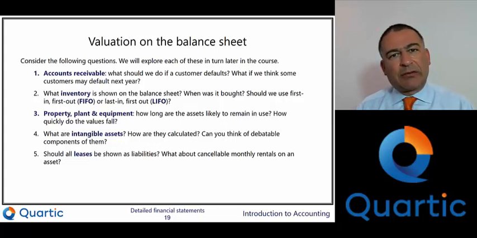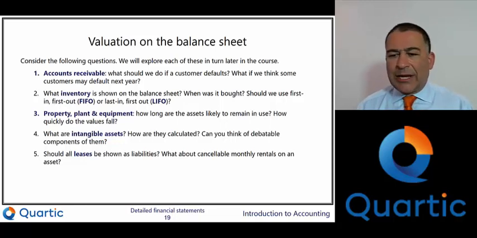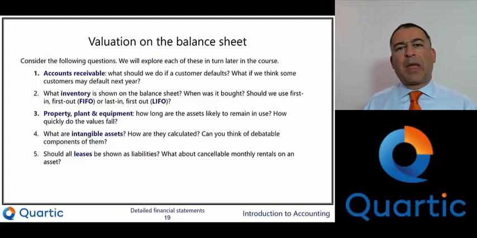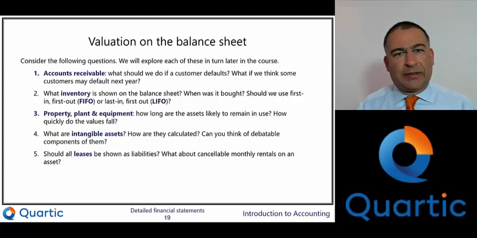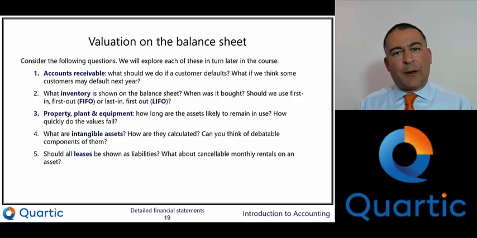Intangible assets, I've already given a list of some of them. How are they calculated? Can you think of debatable components in them? So if you think, for example, about a patent, there are two scenarios here. We buy a patent on a particular item and that's going to give us value for 10 years. Or we create a patent and we register it with the Patent Office.